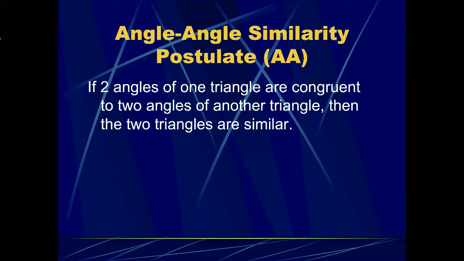So our first one is called the angle similarity postulate, abbreviated AA. If two angles of one triangle are congruent to two angles of another triangle, then the two triangles are similar. So this tells us if we just know two angles of one triangle are congruent to two angles of another, then those two triangles have to be similar.